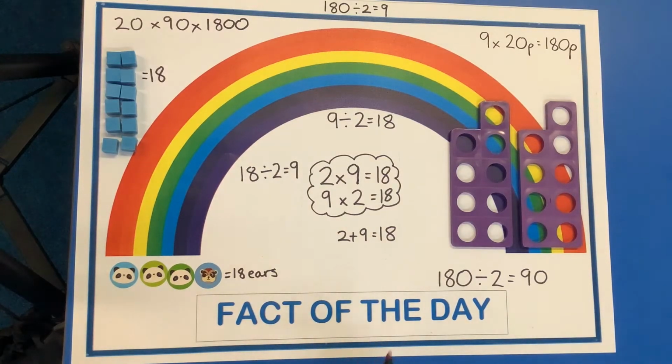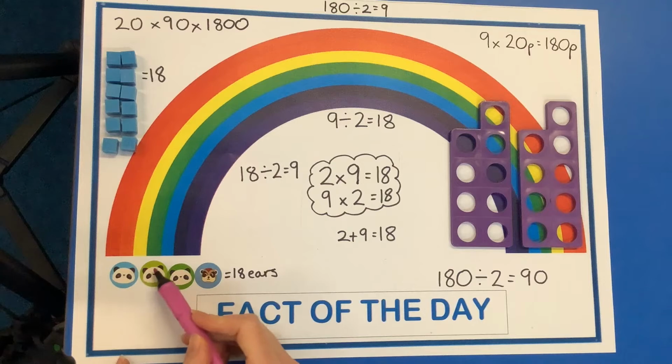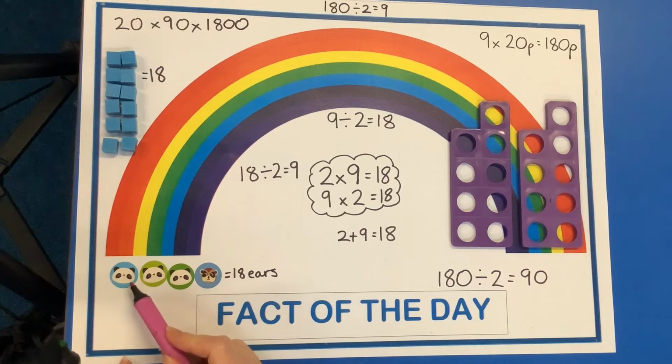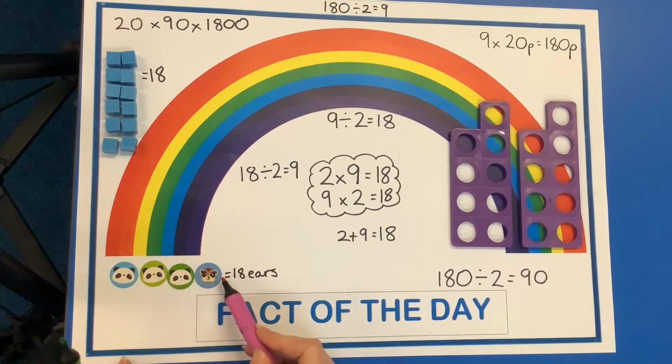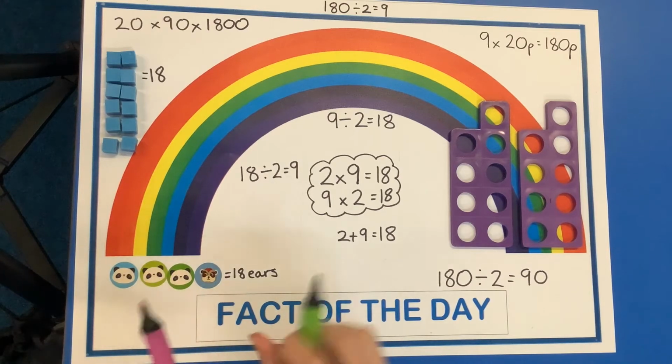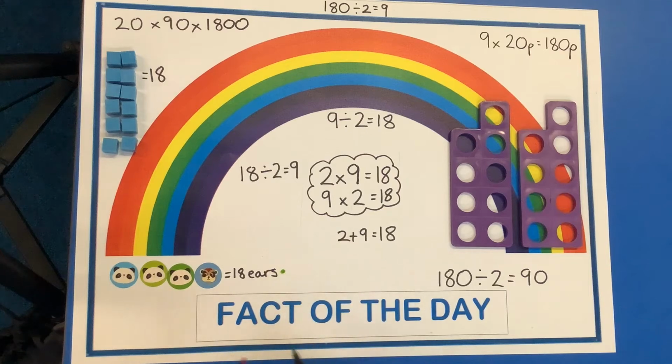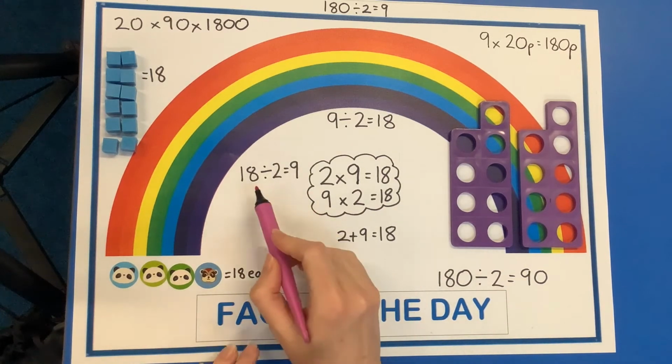Now, I've got 1, 2, 3, 4, 5, 6, 7, 8. Oh, I haven't got anywhere near 18 ears. I haven't done 2 times 9. I've only done 2 multiplied by 4. So that is definitely a lie. Hope you spotted that one. That's my first fib.